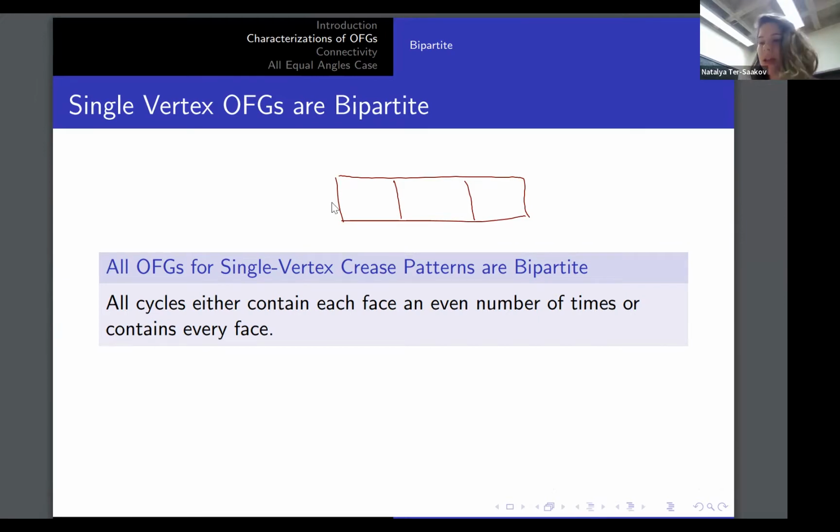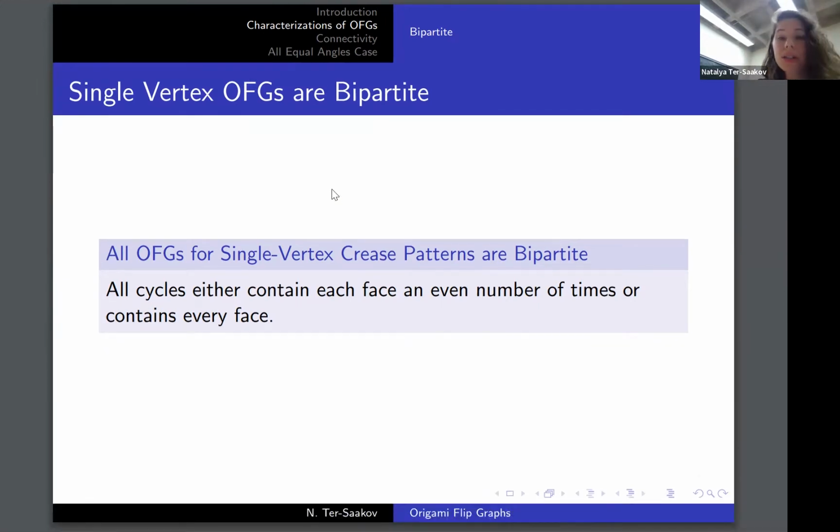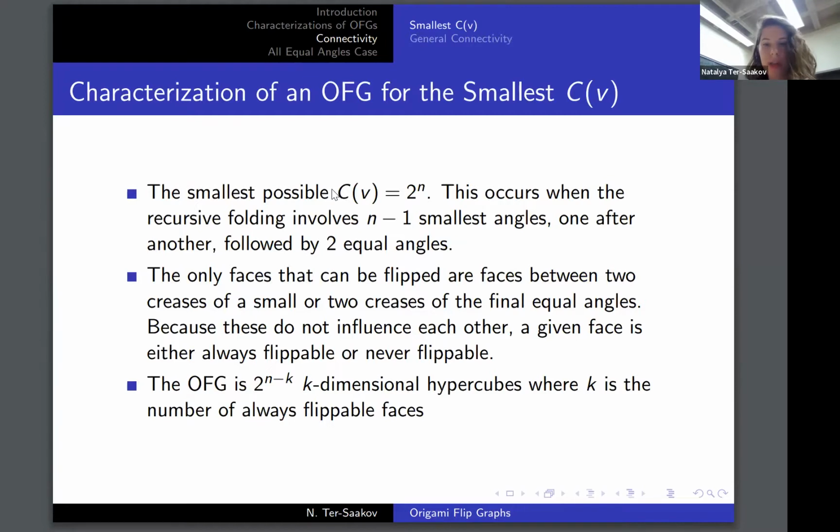And then we decided to look at connectivity. And we did this while looking at the smallest C of V case, 2 to the n. Right, this arises from at every step in our recursive folding process, we have 2 choices, meaning we had a smallest angle, and then another smallest angle, and at the end we have 2 equal angles and we fold them up.